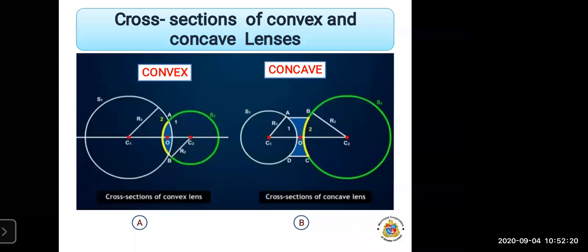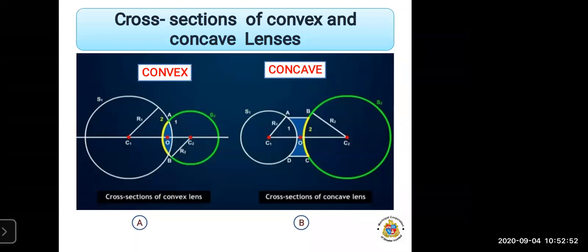What does that mean? Now remember that both these lenses, that is convex lens and concave lens, are surfaces of the circle or surfaces of the sphere. Means what? These are the parts of the sphere. Both the lenses, that is convex lens and concave lens, are parts of the sphere. Okay, now look at the diagram.